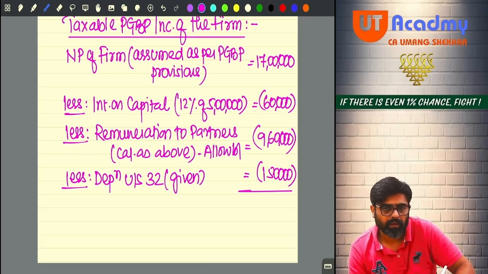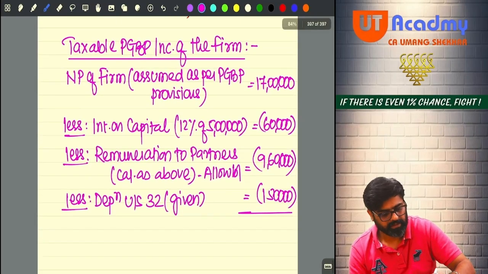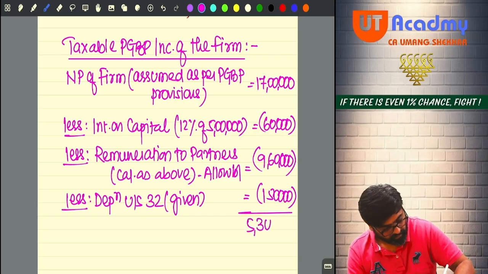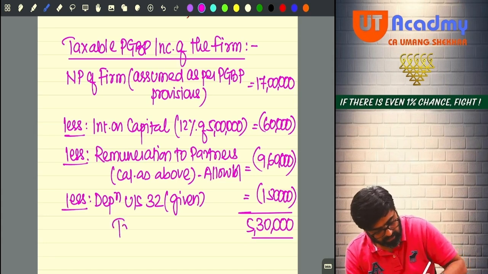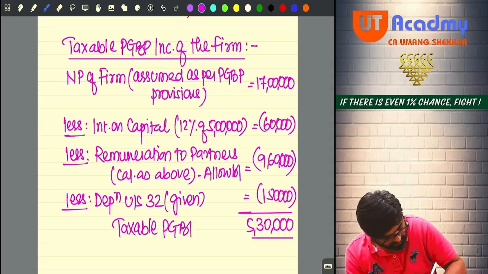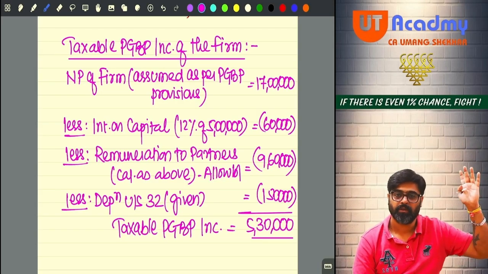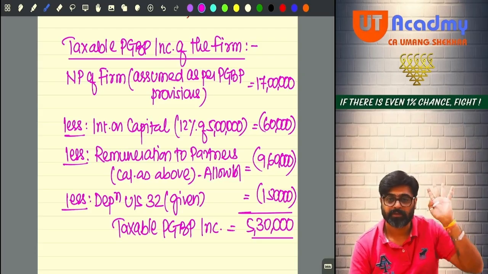1,14,000. 17 lakh minus 60,000 minus 9,60,000 minus 1,50,000. How much is the final amount? 5,30,000. 530, no? That 5,30,000 is, please check properly, huh? This is the taxable PGBP income after claiming all deductions and allowable remuneration.